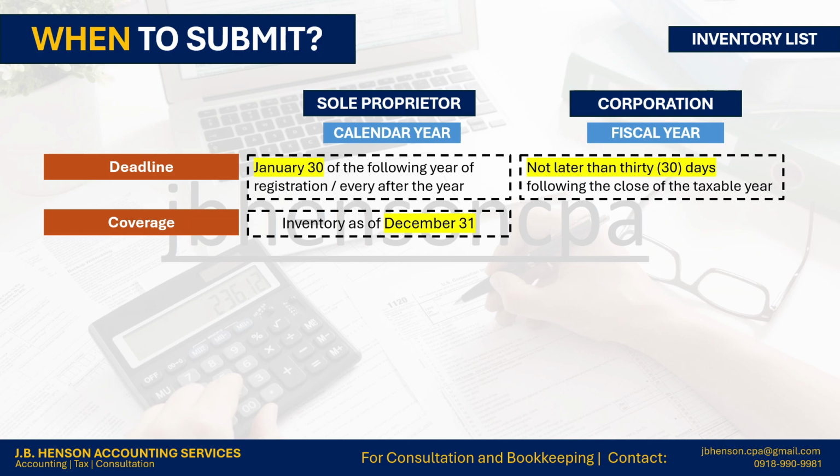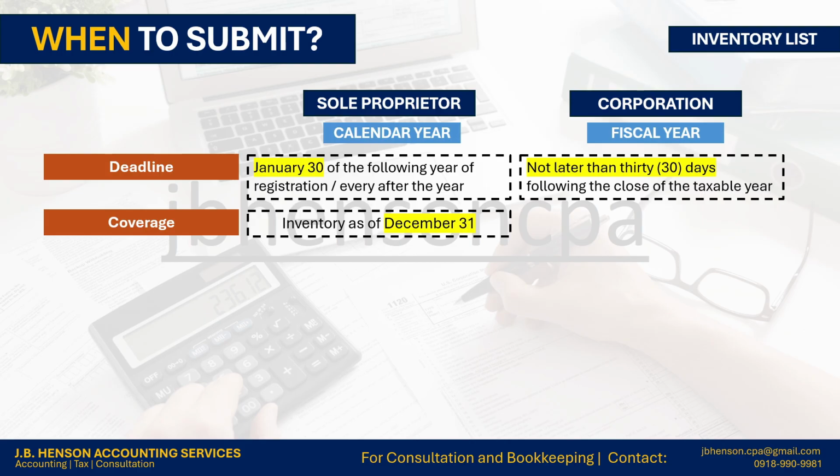Hindi kasama again yung mga supplies or goods na hindi naman natin binibenta pero nasa atin. At hindi rin kasama yung lahat ng mga stocks na binili natin during the year at yung mga nabenta na. So in short, yung mga natira na lang talaga, yun yung ilalagay natin sa listahan. That's our coverage for submission.